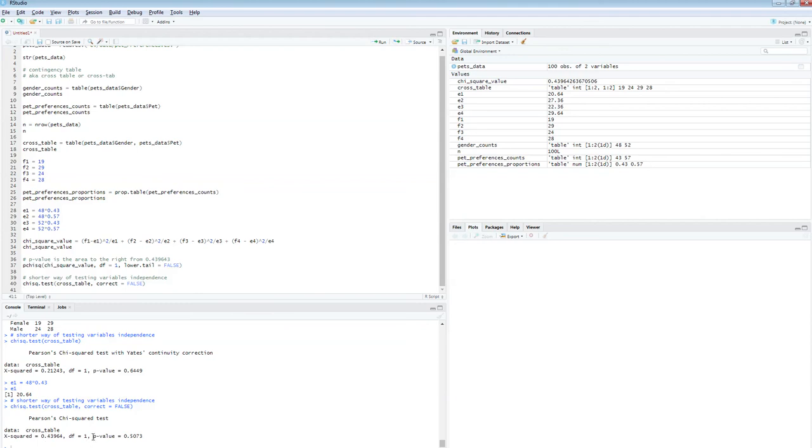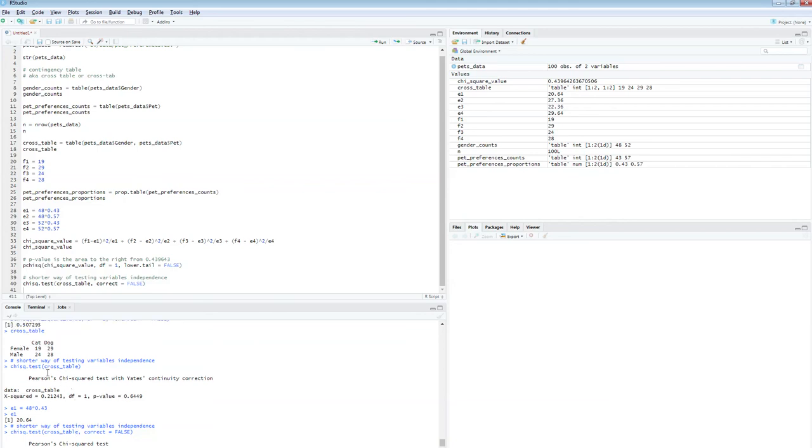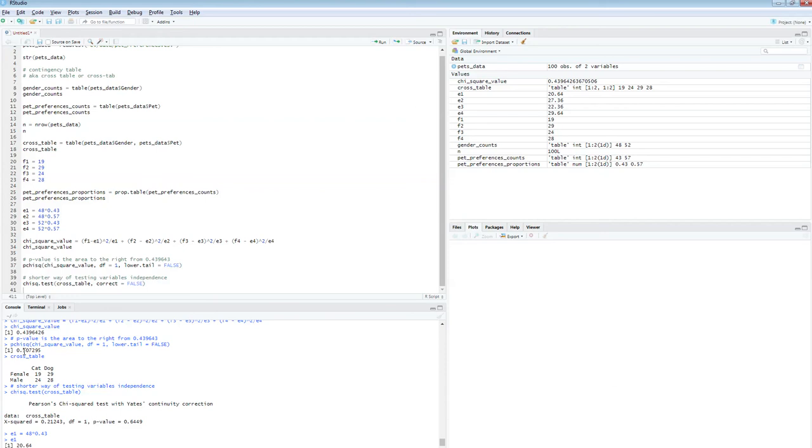So it gives me the p-value, which is pretty much what I was getting before, right? It gives me 0.5073, and before that I was getting 0.5073. Same thing. So if you want to skip all these calculations, the expected frequency, chi-squared, and finding the area in the right tail, you can just write this one single line, and you'll get the exact same result.